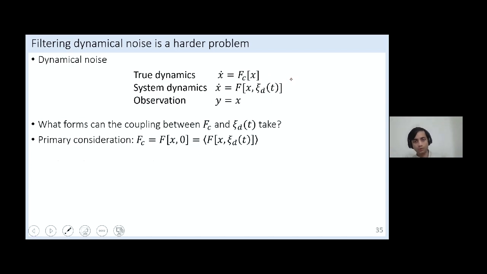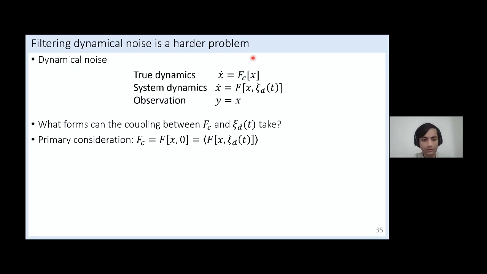Okay, so before going to actual examples, let's just look at what kind of forms the coupling between F sub C and Xi can take. What kind of couplings can there be? Our primary consideration is just going to be noise, things that look like this, where if I set the noise term to 0, that's equivalent to taking the ensemble average, right?